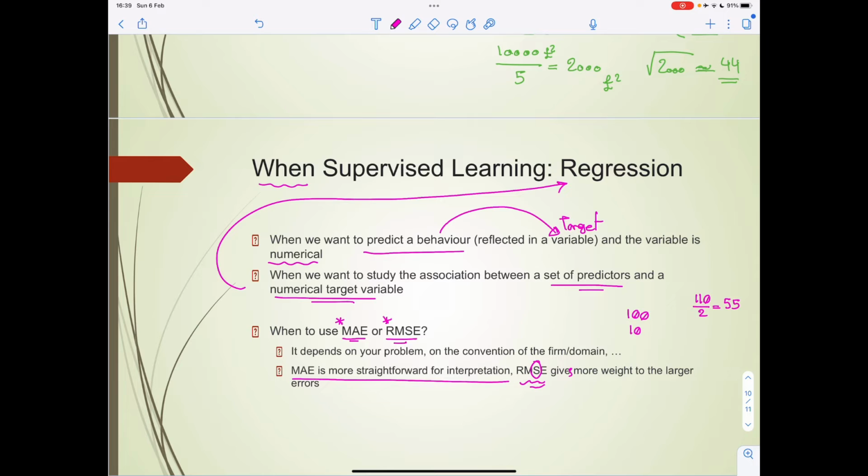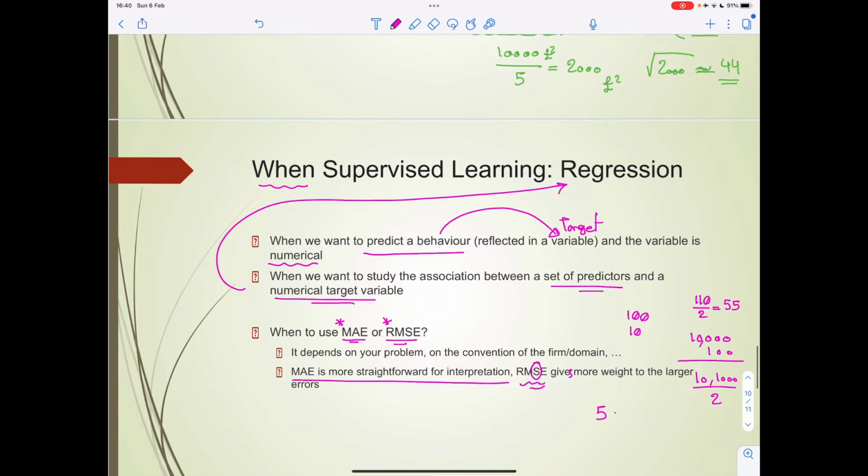But what about root mean square error? Well, this 100 would become 10,000, and this 10 would become 100. So 10,100 divided by 2 would be 5,050. And then if we take the square root of 5,050, it would be something around 74.